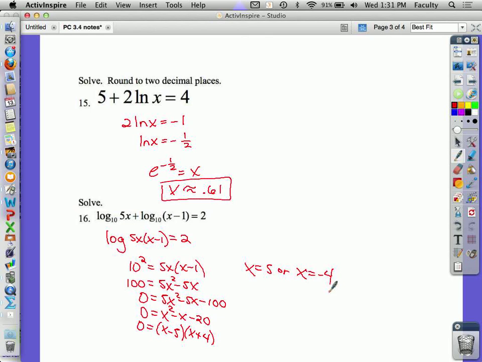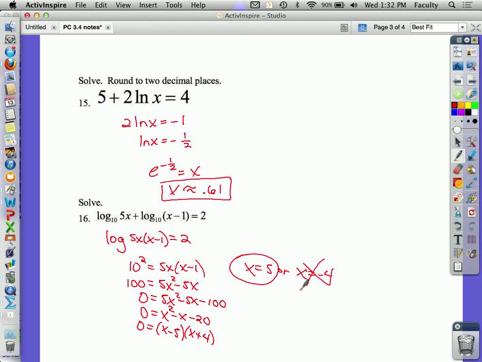Now, I'm not finished. You have to check your domain. If I plug in 5, 5 times 5 is 25. I'm allowed to have a positive number inside the log. 5 minus 1 is 4. I can have a 4 inside the log. If I plug in negative 4, 5 times negative 4 is negative 20. That's not allowed.